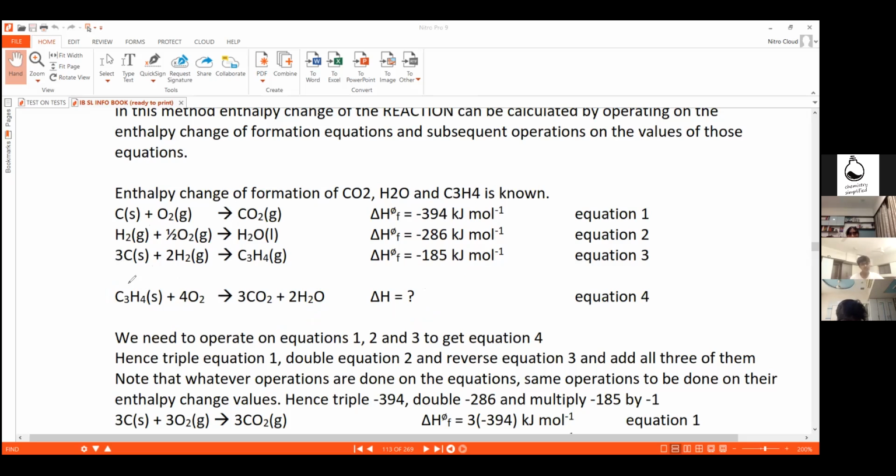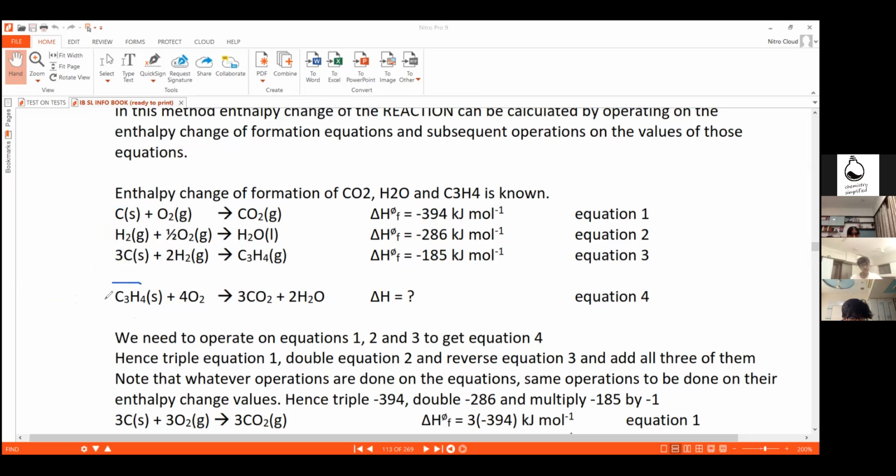Basically, this is my target equation, and these are the equations which I need to manipulate, and manipulate in such a way that when I add these three equations, they should add up and give me this equation. When I add these three manipulated equations, I should get the target equation. And how do I manipulate then?